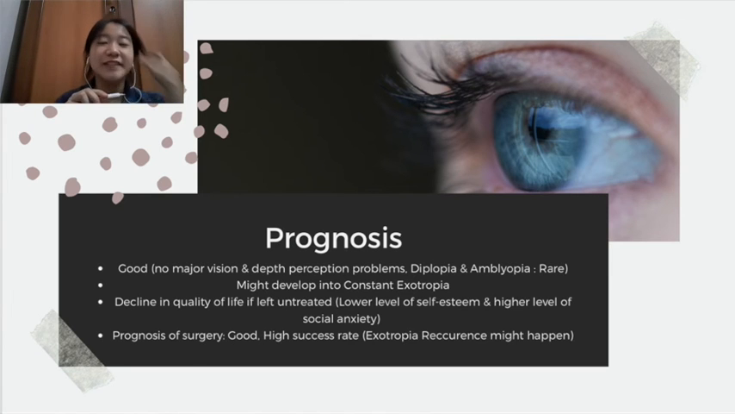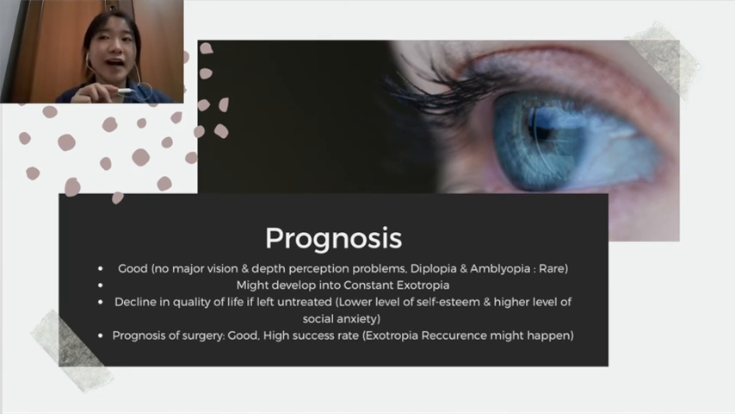Talking about the prognosis of intermittent exotropia, generally it has a good prognosis. Usually, intermittent XT patients will have no major vision and depth perception problems, but as the condition may vary between cases, some could develop diplopia and amblyopia. It might also develop into constant XT.